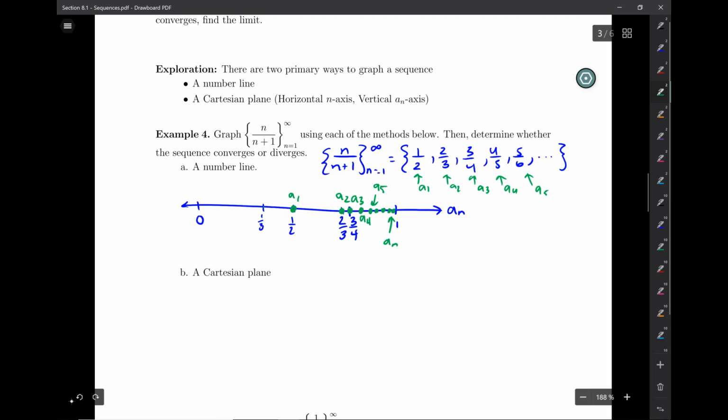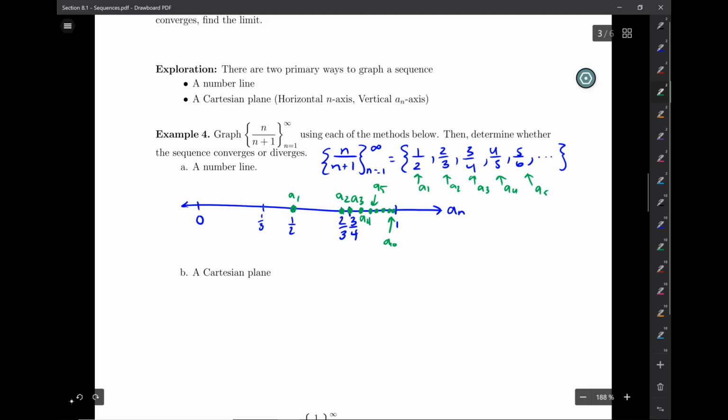I'm just going to label that one as a sub n. Well, I don't like that. I'm just going to label it as a sub 10. That's roughly where it would be. So we can see that as n increases, the terms of our sequence are going to be getting closer and closer and closer to 1 on a number line.